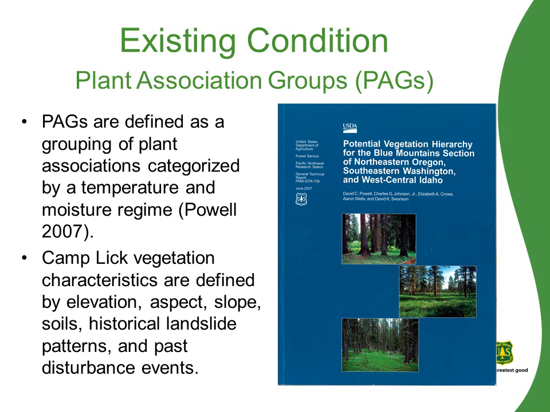These plant associations are then combined within plant association groups, which are groupings categorized by temperature and moisture regimes. Using the same example of ponderosa pine, pine grass, this plant association is grouped within the warm-dry plant association group. This indicates a warm temperature and dry moisture regime. This is the most common on the Malheur National Forest and also within this project area.